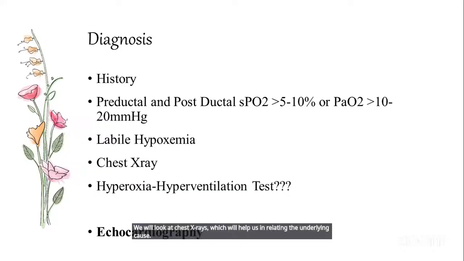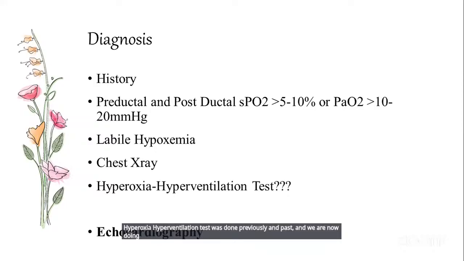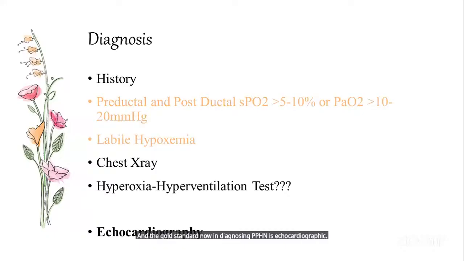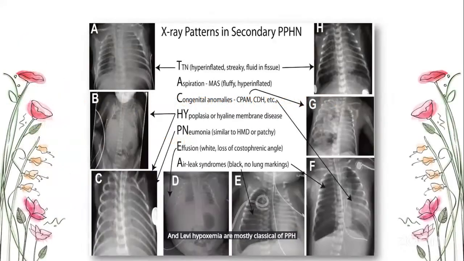The hyperoxia hyperventilation test was done in the past, and we are not doing it at present. And the gold standard now in diagnosing PPHN is echocardiography. So these two, pre-ductal, post-ductal saturation difference, especially if the shunting is happening through the ductus arteriosus, and labile hypoxemia are mostly classical of PPHN, and you should be able to pick this up during your rounds.